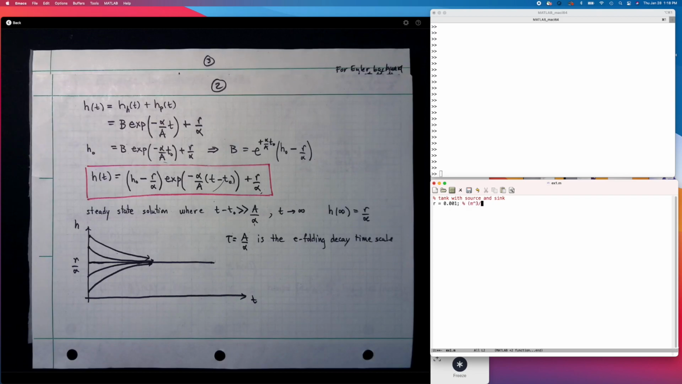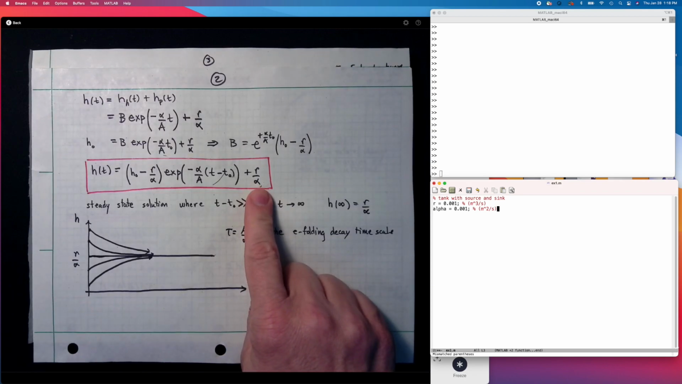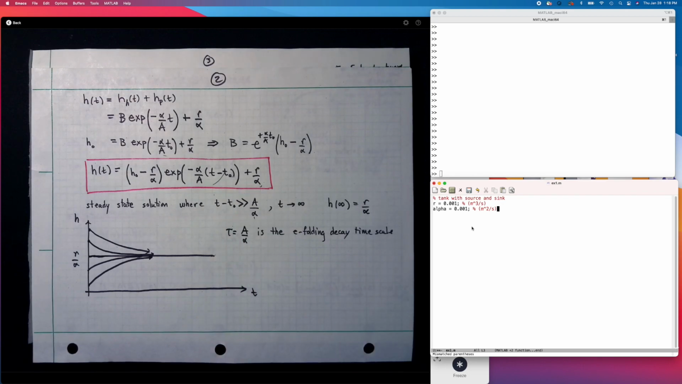meters cubed per second. The flow out alpha, we'll pick it to be 0.001 meters squared per second. And so we can see that the steady state here, which is just R over alpha, will just be 1 in this case because I cooked the numbers to just give me a steady state water height in the tank of 1 meter. But if I change these numbers, we'll get a different balance for the steady state.